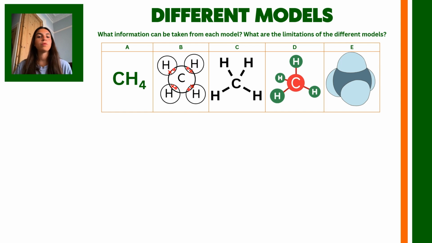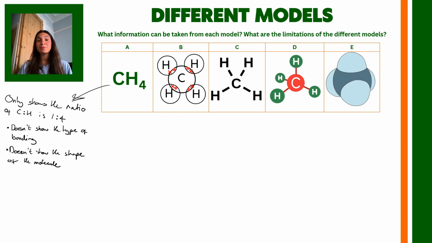Okay, so we have different models to represent some of this bonding, and what information can we take from each model, and some limitations as well for these models. So this first one here, we do get the information of what the ratio is of carbon to hydrogen, in a ratio of 1 to 4, but we don't get shown the type of bonding that's going on here, and we also don't get shown what kind of shape the molecule is.